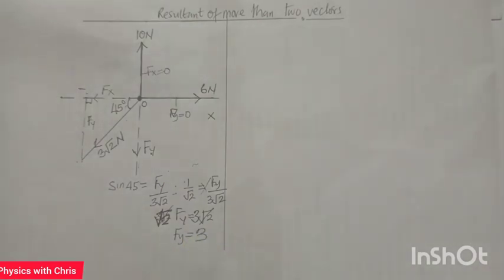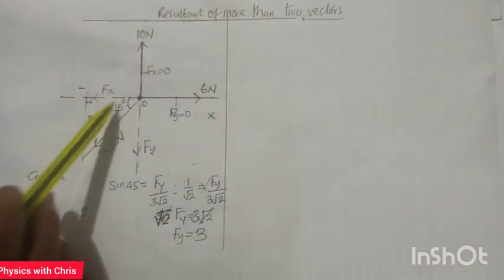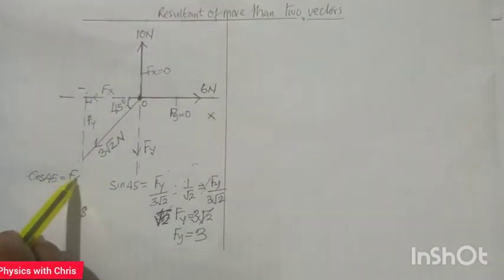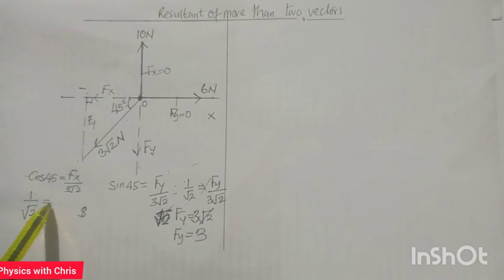Now, to find the Fx component, I'll use my cosine component. Cos 45 gives me my adjacent, that is Fx over hypotenuse, that is 3 root 2. Cos 45 is also 1 over root 2. That gives me Fx over 3 root 2. Okay, so this root 2 can cancel out this root 2 when you cross multiply, so that my Fx is also equal to 3 Newton. So Fx is 3 Newton and Fy is also 3 Newton.